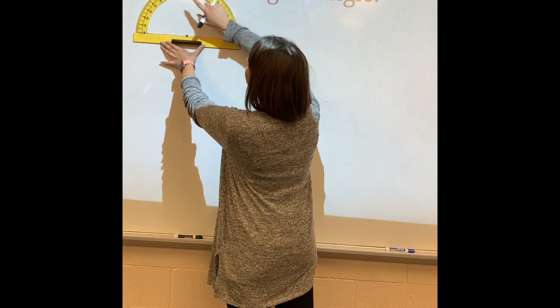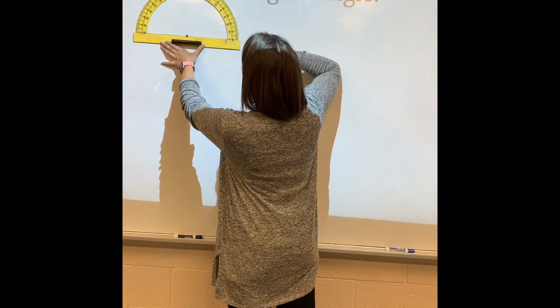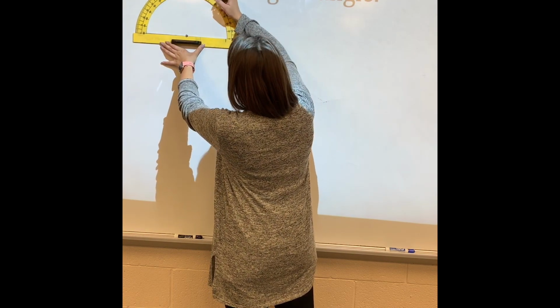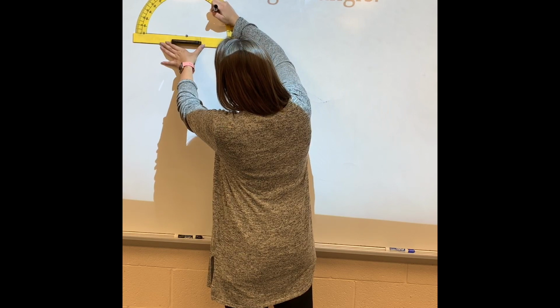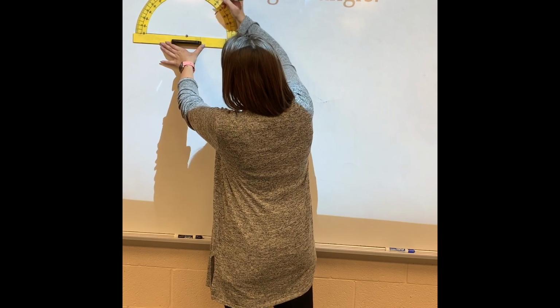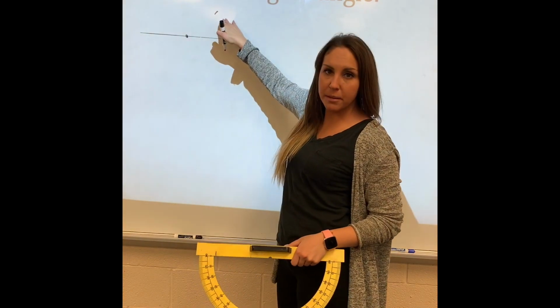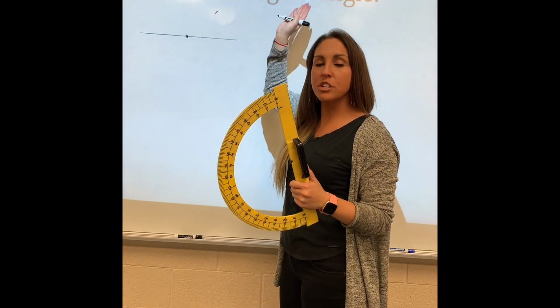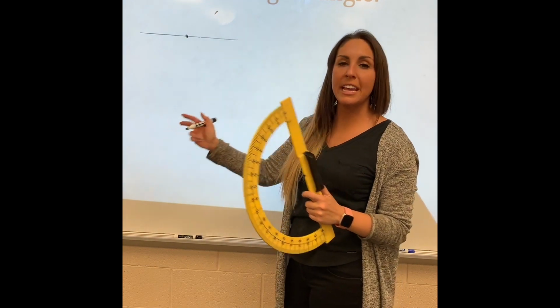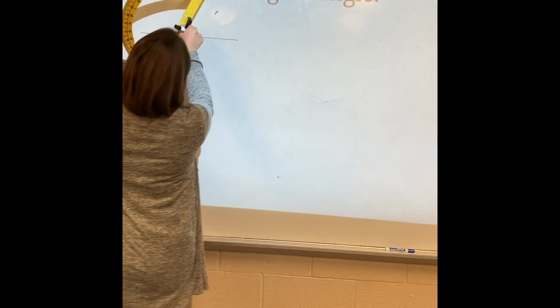And now I was asked to draw a 40-degree angle, so I'm gonna find 40 on my protractor. I see 40 about here, so I'm gonna draw a little tick mark there. And so I have my straight line and my small tick mark. I'm gonna use the straight edge to go all the way through and create intersecting lines.